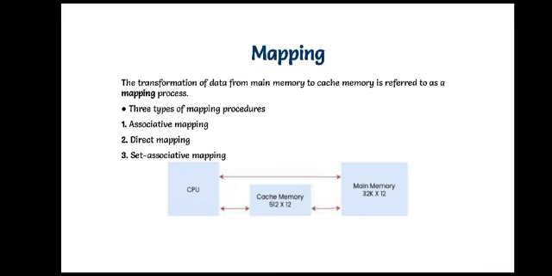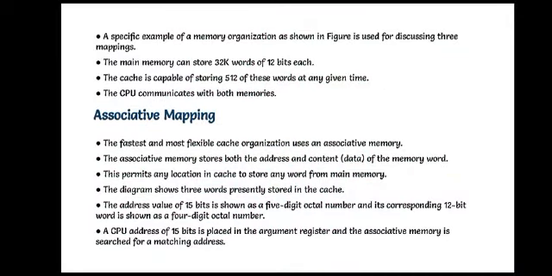Three types of mapping procedures are: 1. Associative mapping. 2. Direct mapping. 3. Set associative mapping. A specific example of a memory organization as shown in the figure is used for discussing the three mappings. The main memory can store 32K words of 12 bits each. The cache is capable of storing 512 of these words at any given time. The CPU communicates with both memories.